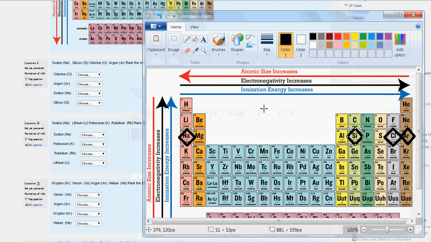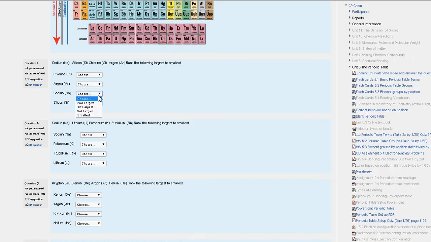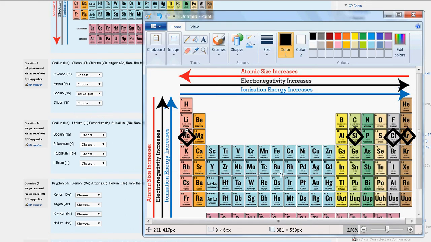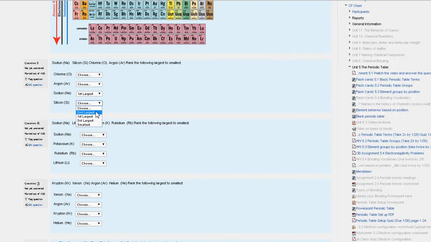So remember, atomic size increases as you go from right to left. In other words, the one furthest over on the left is going to have the biggest size in each row. So that means sodium is going to be the biggest. And then the next one, silicon, is the next largest.